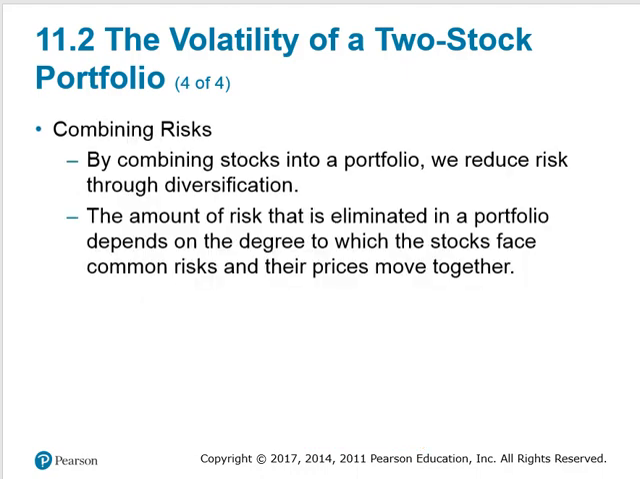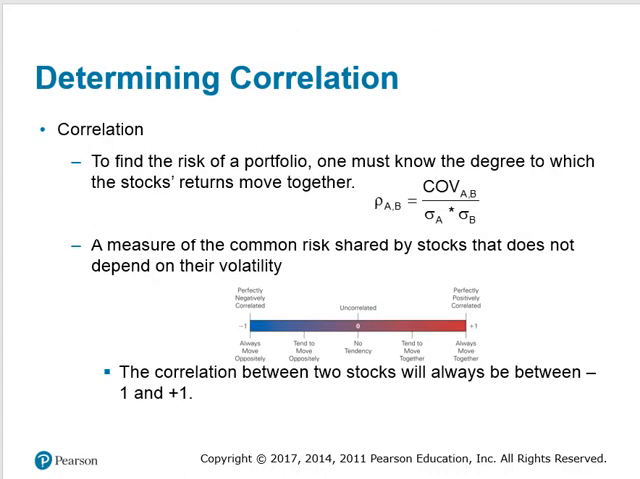So when we think about combining risks, right? Combining risks into a stock portfolio is going to reduce risk through what's referred to as diversification. The amount of risk that's eliminated is dependent on the degree of relationship between the assets. We have a statistic that measures that. This statistic is what's called correlation.